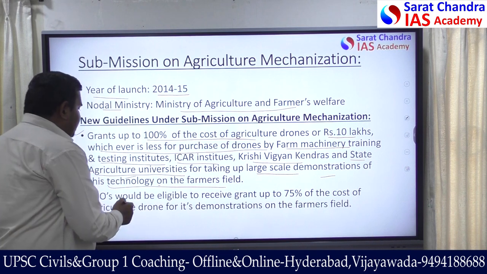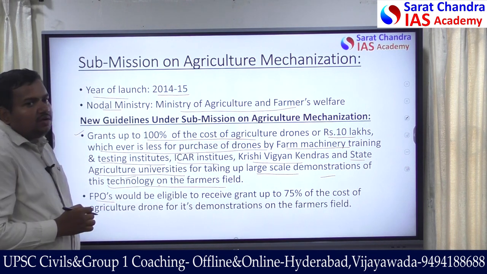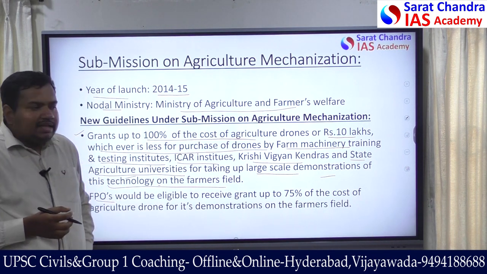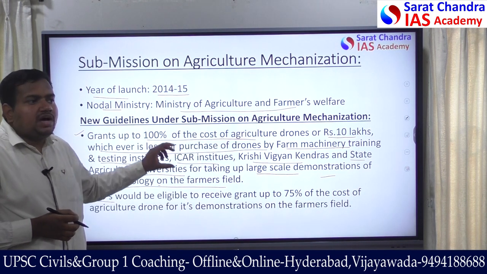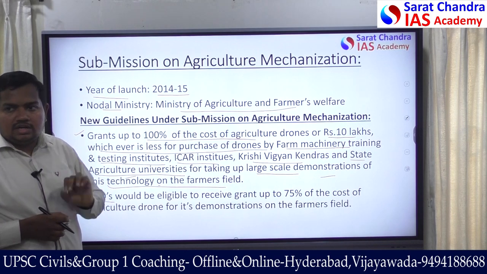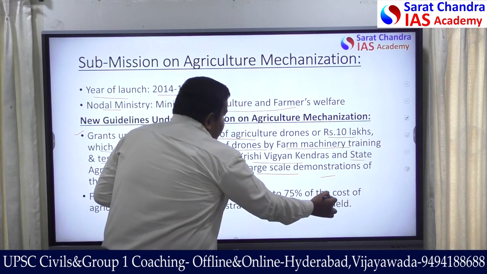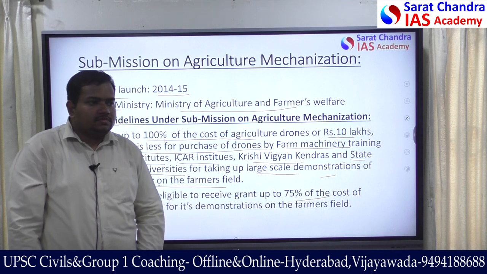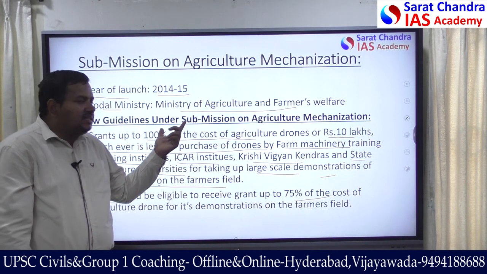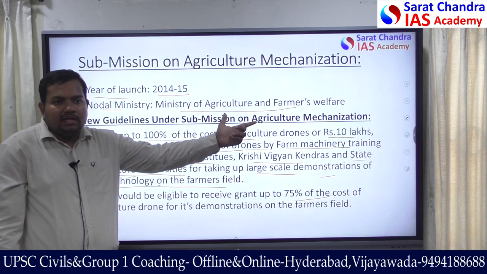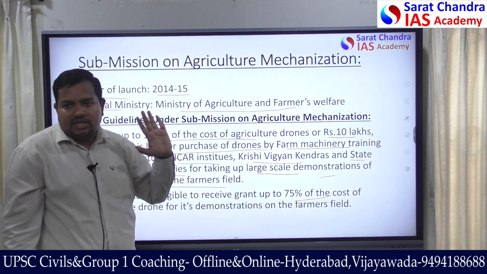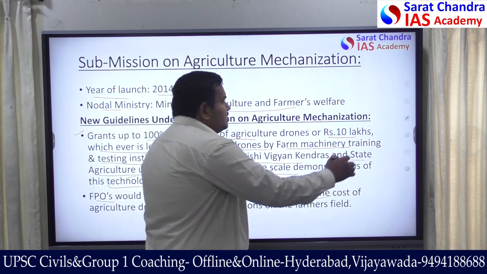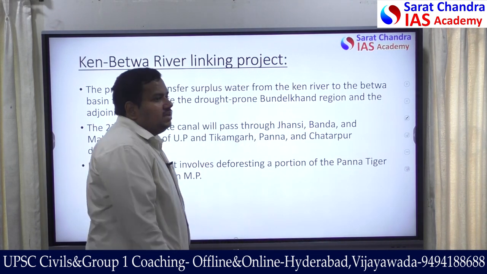Okay. And similarly, these are all government organizations. But if FPOs, that is farmer producer organizations, are going to do the demonstration, they will get 75% of the cost. For government organizations, either 100% or 10 lakhs. For FPOs, it is 75%. And this is also for demonstration. Fine. So this is with respect to Kisan drones.